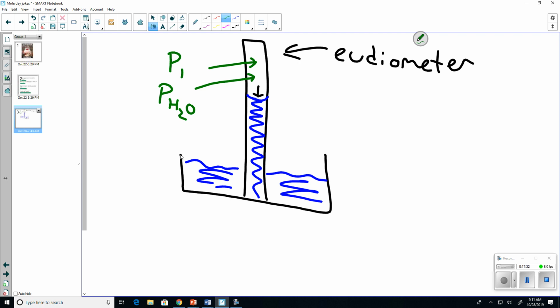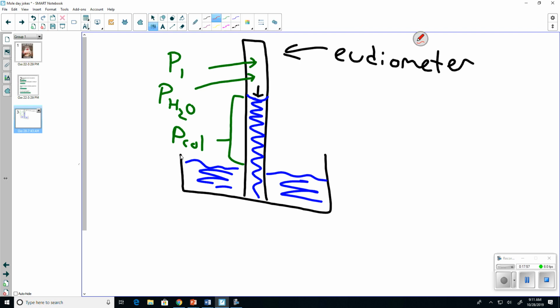And then lastly, you have what I would call the pressure of the column, P of column. We will physically get a meter stick out and measure from the top of the water in the tub to the water in the eudiometer. Because if that column is shorter, that must mean there's a greater pressure pushing down.